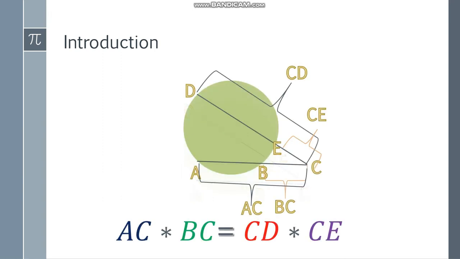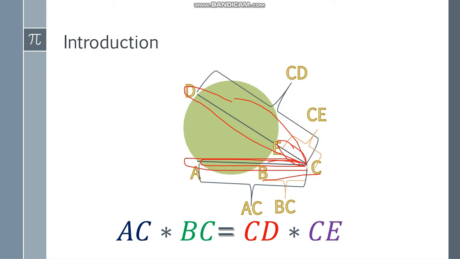The formula for this one is the whole secant, that will be AC, multiplied by its external segment, and that will be BC, is equal to the whole secant of the other one, multiplied by its external segment, EC or CE. So again, the variables depend on the figure. I just want to say that the whole secant multiplied by its external segment is equal to the other secant multiplied by its external segment also.